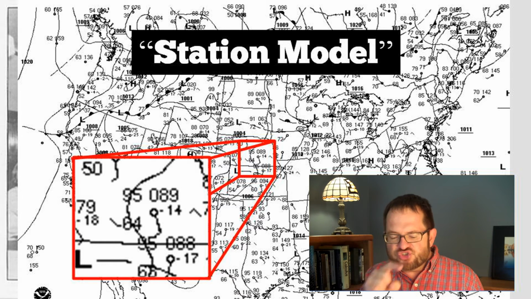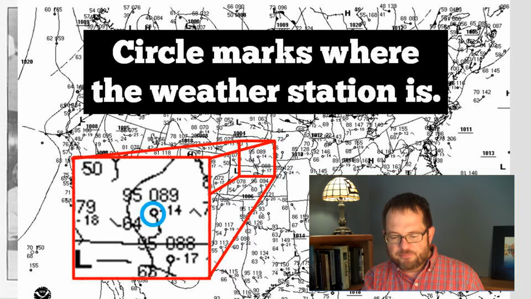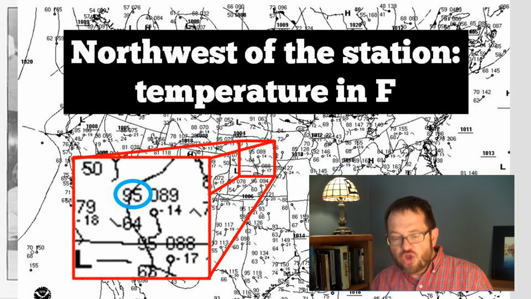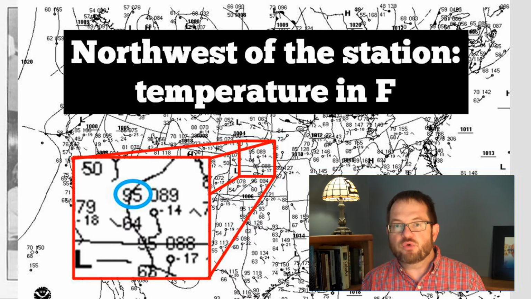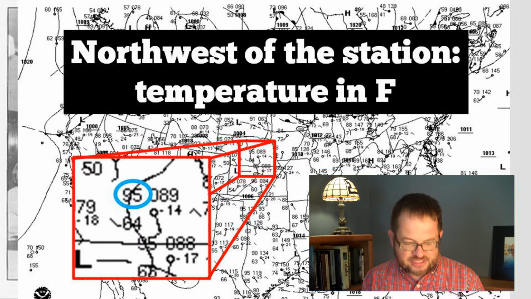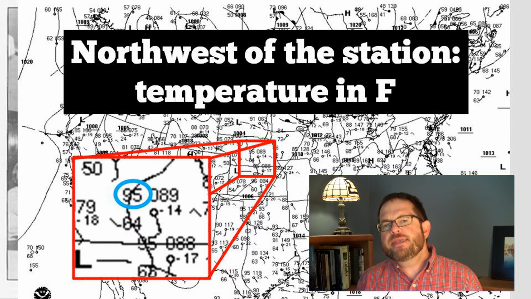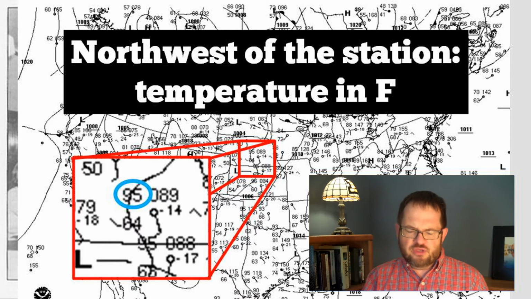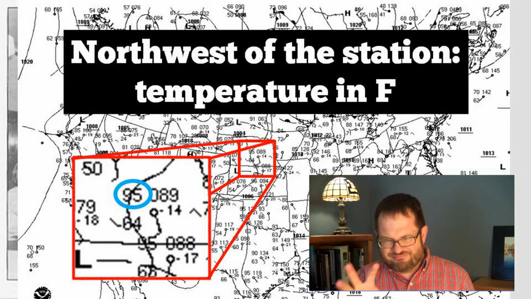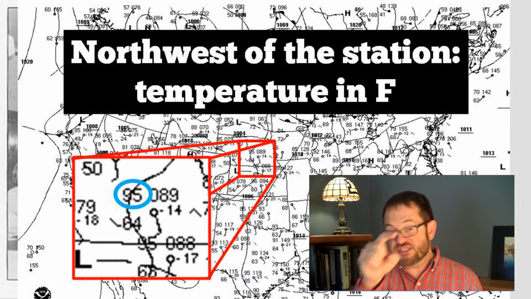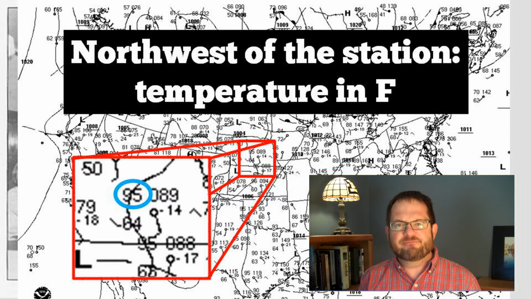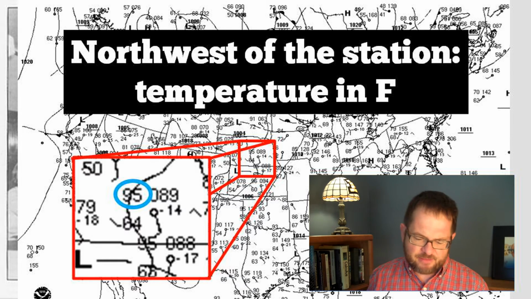That little circle in the middle part there is actually marking on the map where the station is. And then northwest of that location on the map, there's a little number, in this case it's a 95. That 95 is the temperature in Fahrenheit. So if you are looking at a weather map, if nothing else, you can look to the north and the west of each of the stations, and the number that's plotted, that's just the temperature. And you're going to need that information on the lab activity this time.